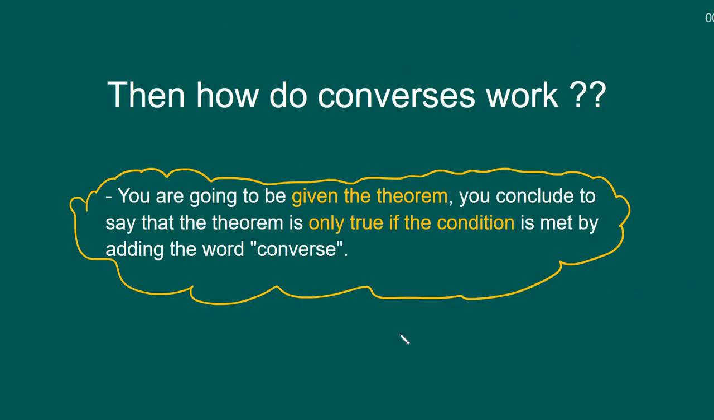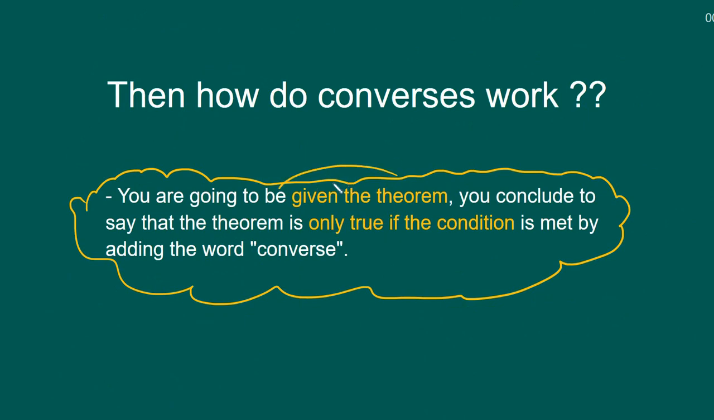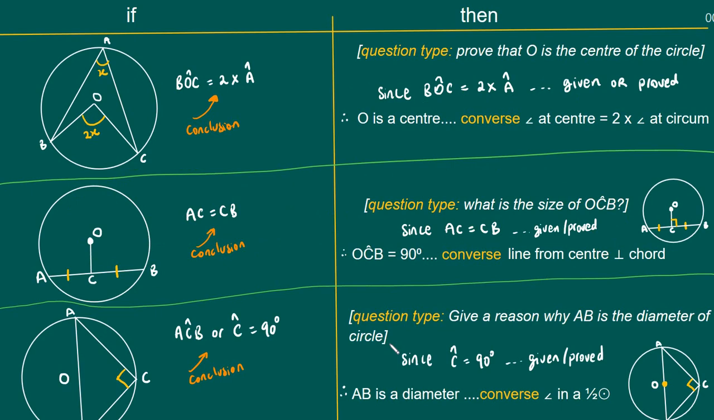And then how do converses work then? If we know in terms of this, right, then how does a converse work? Well, a converse is the reverse in this sense. On a converse, you are given the theorem, and then you conclude that the theorem is only true if the condition is met by adding the word converse. Guys, even I myself, I don't understand what I'm saying. But don't worry. I think through looking at it, we should understand.